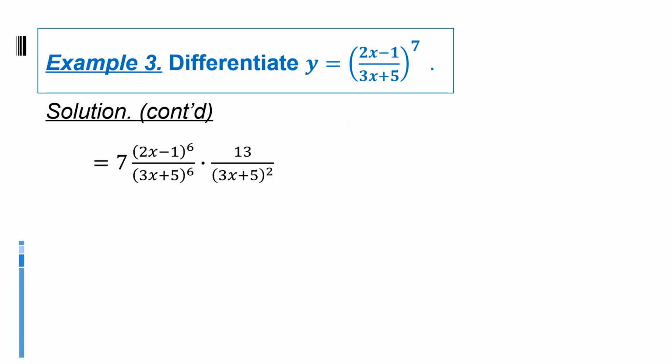And pag pinagsama-sama na natin sila, we have 7 times 13 is 91 times 2x minus 1 raised to 6, tapos etong nasa baba, mag-a-add lang yung exponent, so raised to 8 na siya. Therefore, y prime now equals 91 times 2x minus 1 raised to 6 all over 3x plus 5 raised to 8.